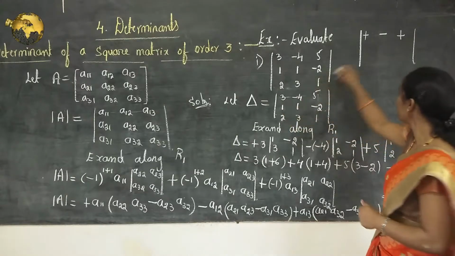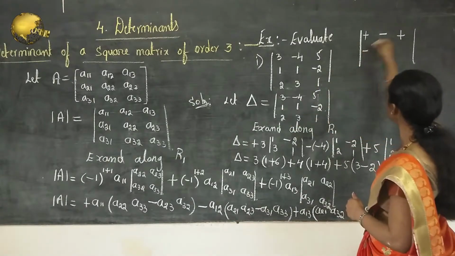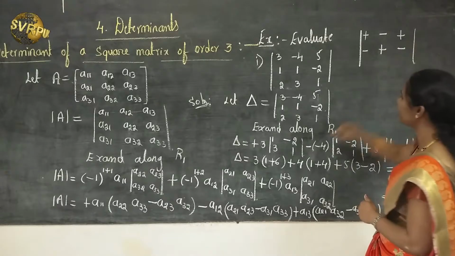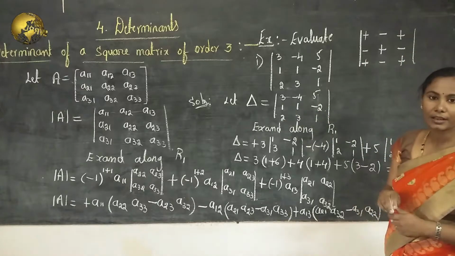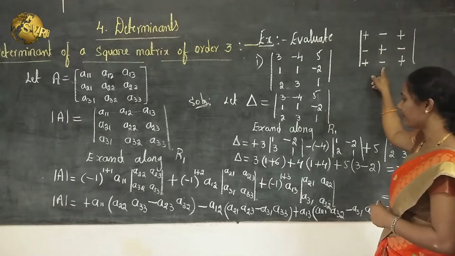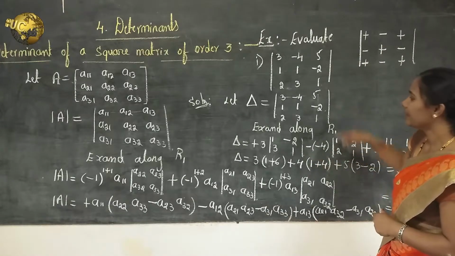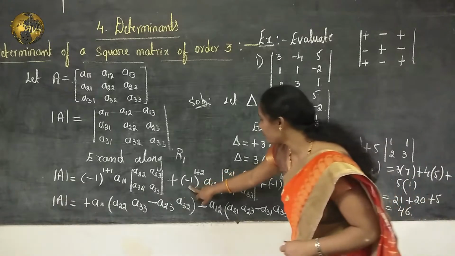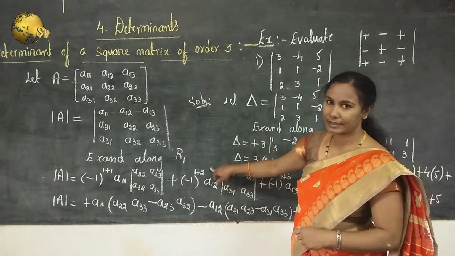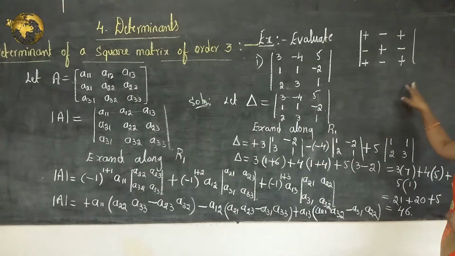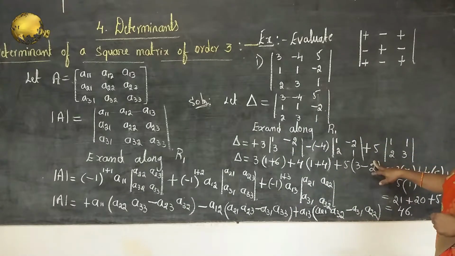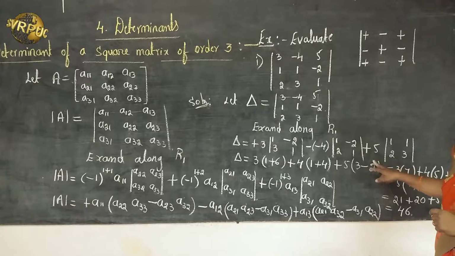Second row, first column, we will get minus, plus, minus, and then for the third row plus, minus, plus. Okay. So if we follow this pattern, it is easy to expand the determinant. So instead of using minus 1 to the power of 1 plus 2, 1 plus 3, we can follow this pattern. It is easy for our calculation and we can skip one more step here.